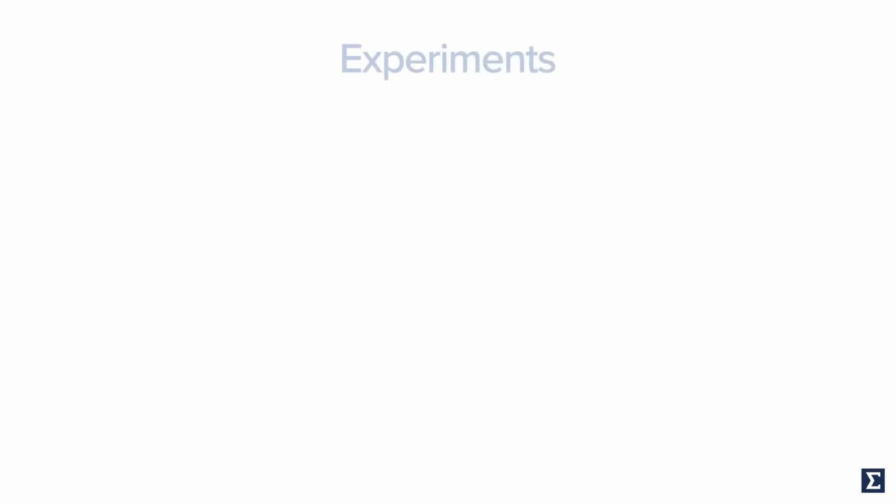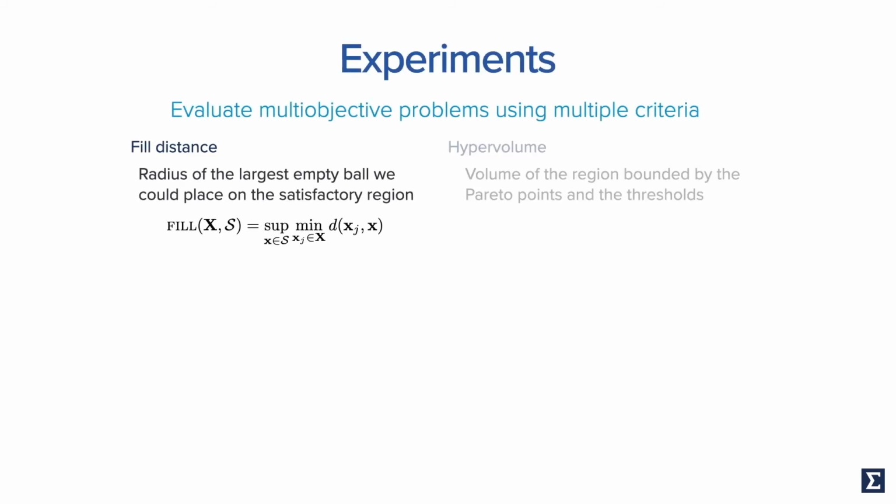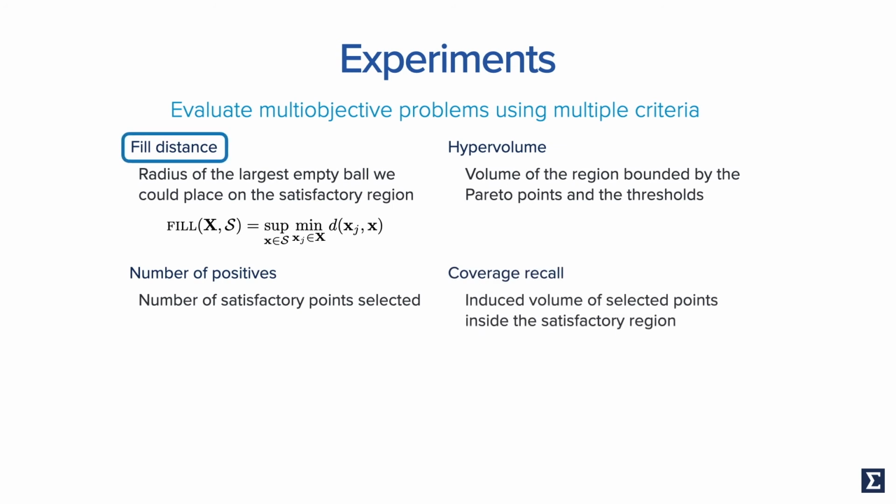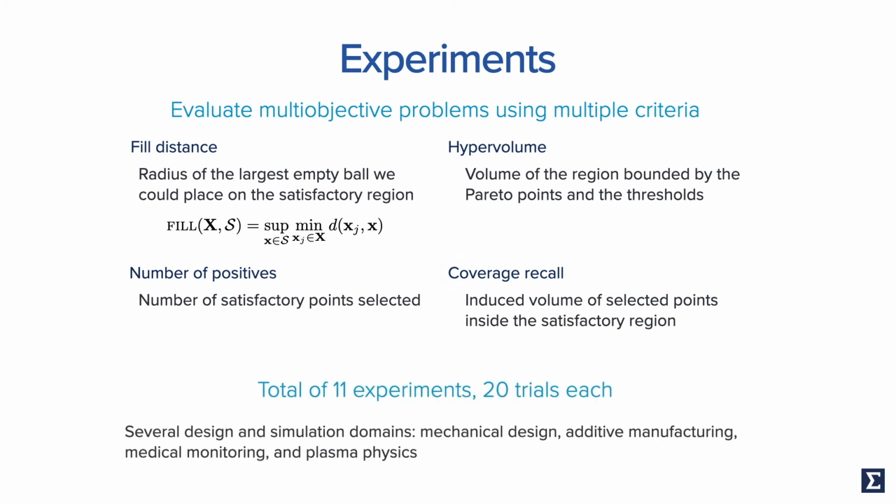from the selected points. In our experiments, we evaluate several baselines according to multiple criteria. Field distance, which measures the diversity of our sampled points. Hypervolume, which is a standard optimization criterion. Number of positive points, how many samples meet the constraints. Coverage recall, which is the area induced by our sampled points. Finally, we also did many experiments across multiple domains.